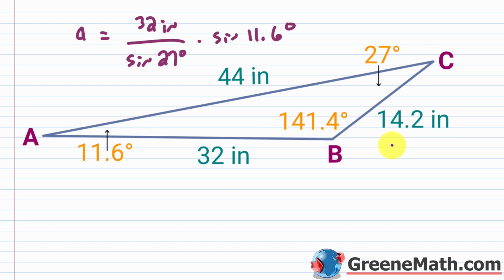And then the other two that changed: this is 11.6 degrees for my angle A, and this is 141.4 degrees for my angle B. The angle C is the same in each triangle, 27 degrees. My side B is the same in each triangle, it's 44 inches. And my side C is the same in each triangle, it's 32 inches.